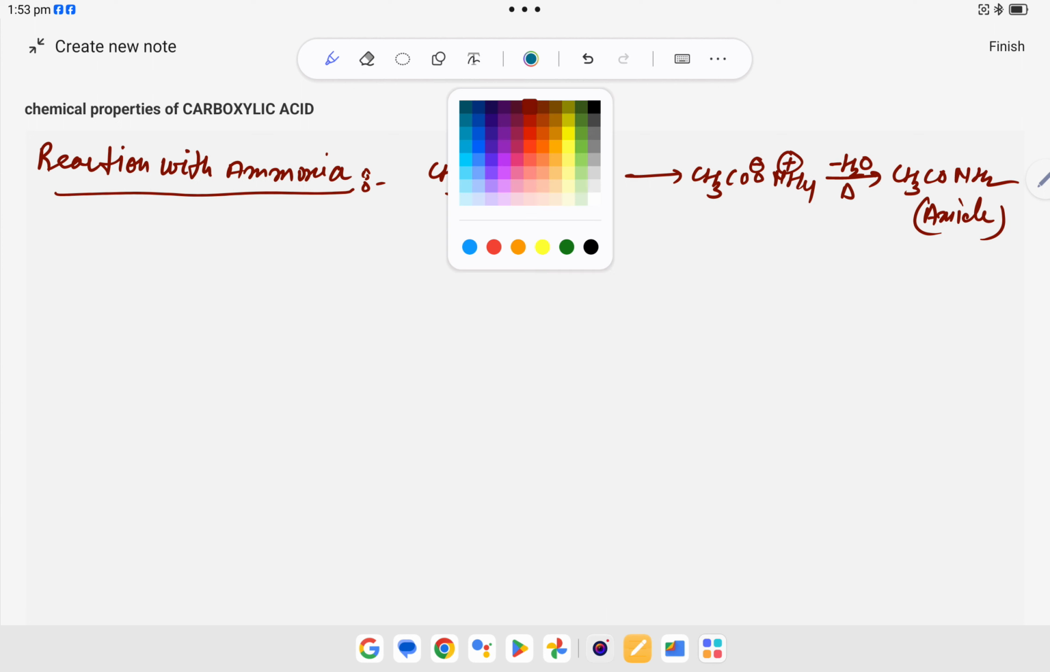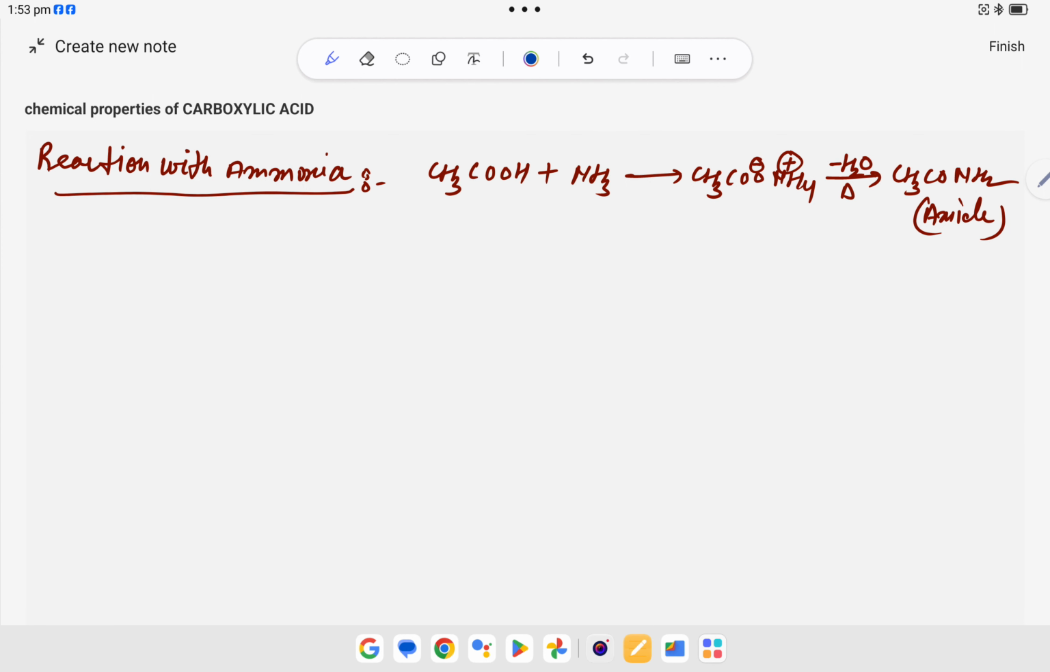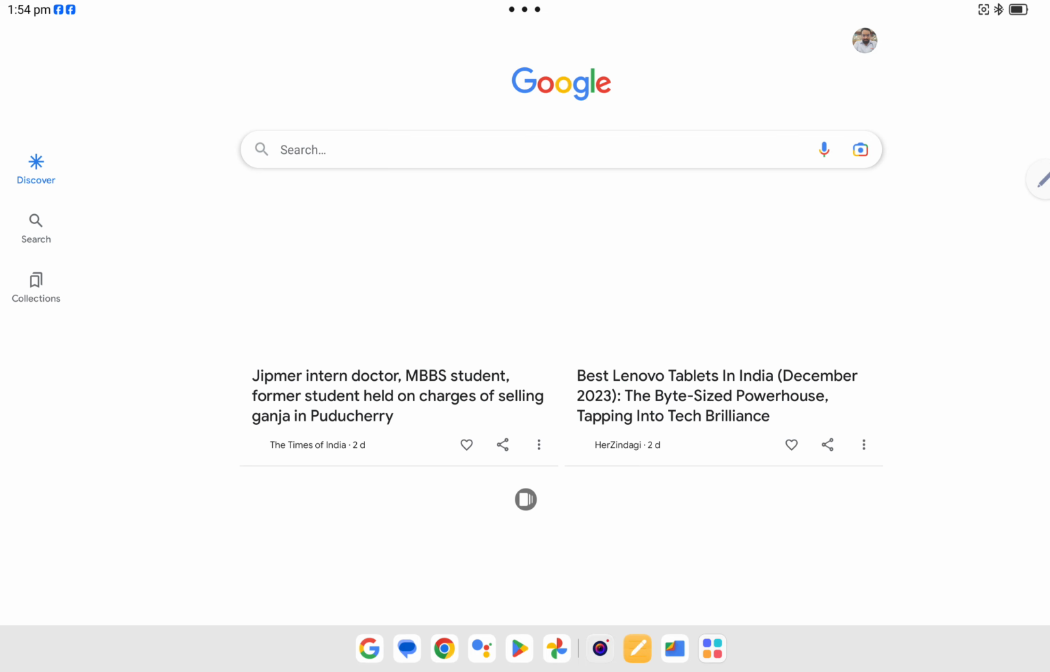Check the example. C6H5COOH. First you have to do reaction with ammonia, second heat, then product is C6H5CONH2 and water. Benzamide is formed.